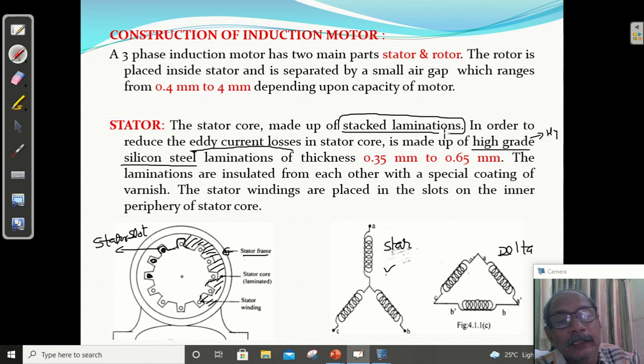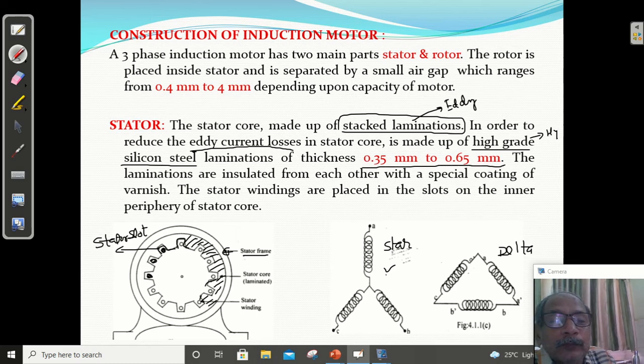High grade silicon steel. Laminations का purpose क्या है? To reduce the eddy current loss. Please be careful about it. Okay. So these laminations will be thickness कितना रहेगा? 0.35 mm to 0.65 mm. Generally you can say this laminated core, it is not solid, it is laminated. पत्तियां हैं कितने साइज की? 0.35 mm से लेके 0.65 mm तक.